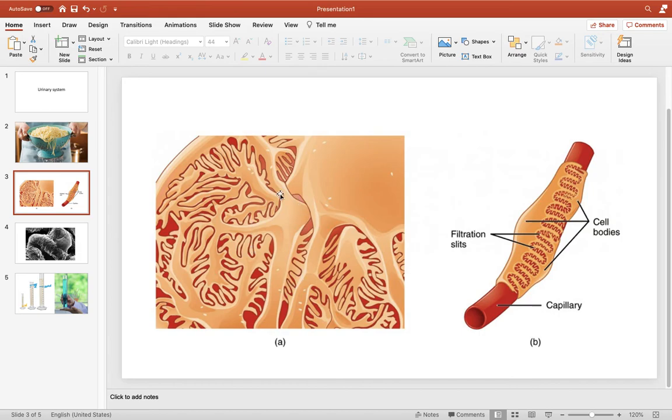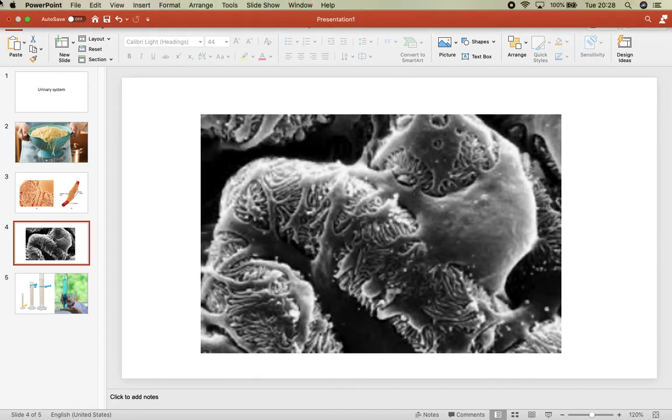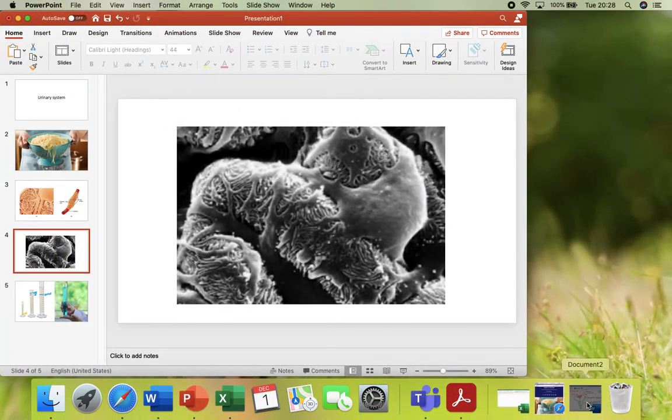So where you've got lots of podocytes together, this is what the whole thing would look like. But if you take a single podocyte, that's what it would look like as well. So here I've got a micrograph of what these structures of podocytes look like in real life. So this is an electron micrograph of podocytes and Bowman's capsule. So that gives you the third barrier of filtration.